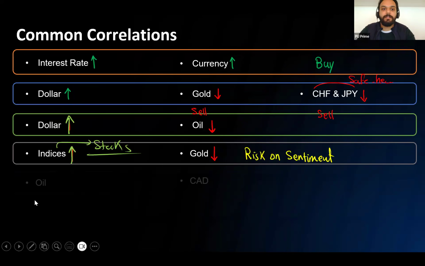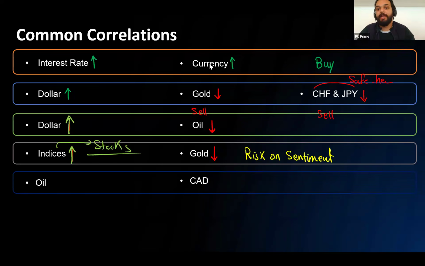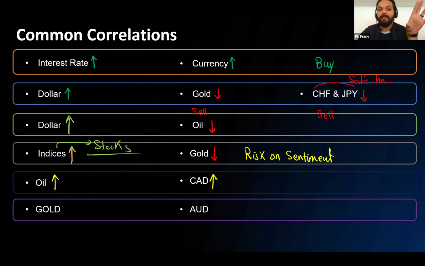Now, the next correlation: the oil and the Canadian dollar. If the oil is going up, the Canadian dollar should go up. These are known as commodity currencies: the CAD, the AUD, and the NZD.